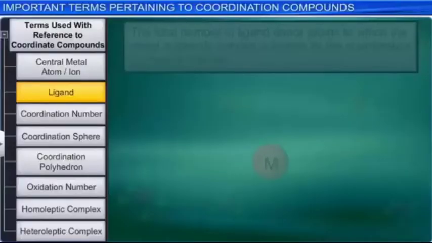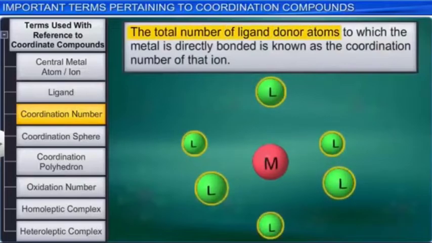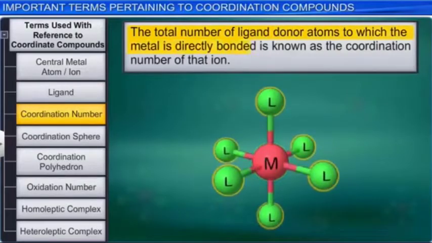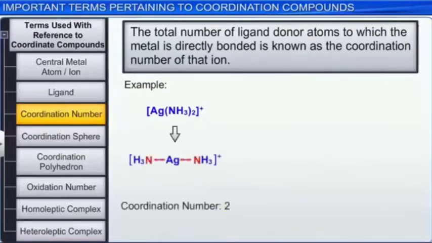Now, let's look at another important term: coordination number. The total number of ligand donor atoms to which the metal is directly bonded is known as the coordination number of that ion. For example, the coordination number of silver in the complex ion [Ag(NH3)2]+ is 2, while that of nickel in the [Ni(NH3)4]2+ ion is 4.